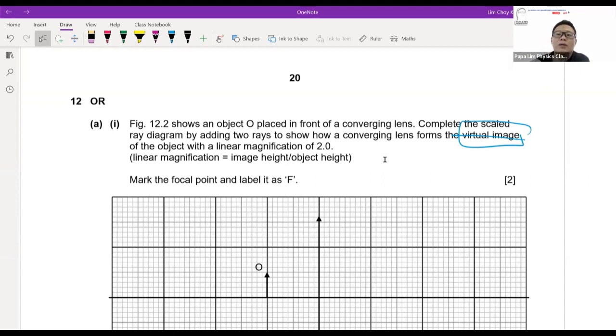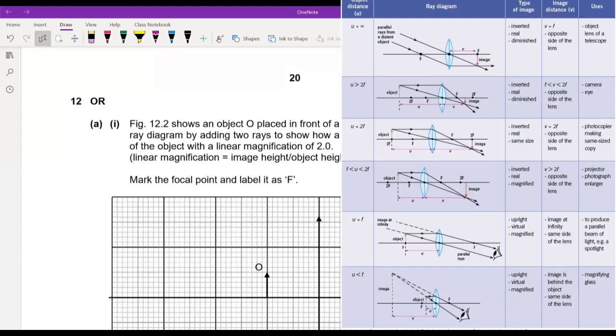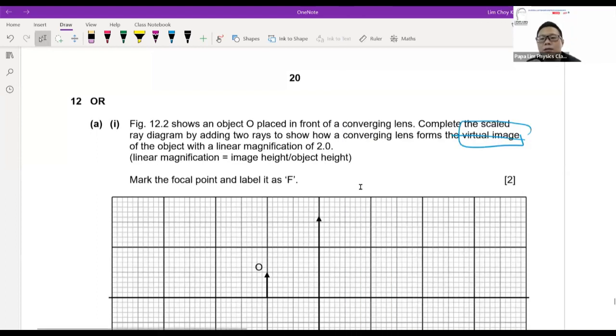Okay, in case you forgot, I actually place a section of it at the side of the video. You can take a look at it. And in case you forgot how to draw a lens diagram, I actually included a particular section. I just included my video on lens ray diagrams in the link above. If you want, you can click on it and do a quick revision before attempting this question.